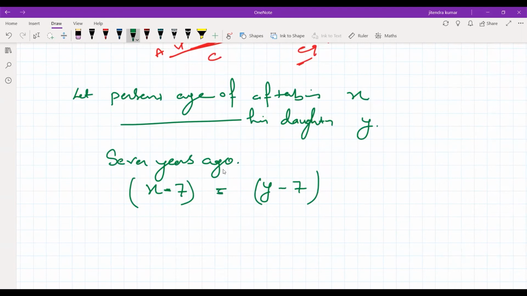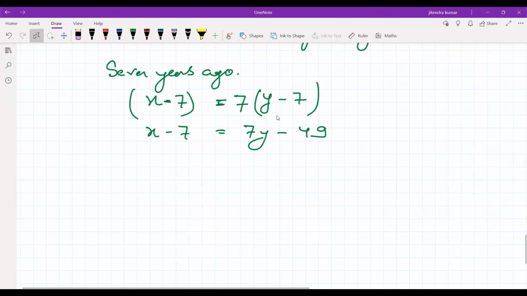Aftab is saying that 7 years ago he was 7 times as old, so he must be 7 times his daughter's age. This will be your first equation. Write it in standard form: x minus 7 is equal to 7y minus 49, so x minus 7y plus 42 is equal to 0. It will be intersecting lines with a unique solution.